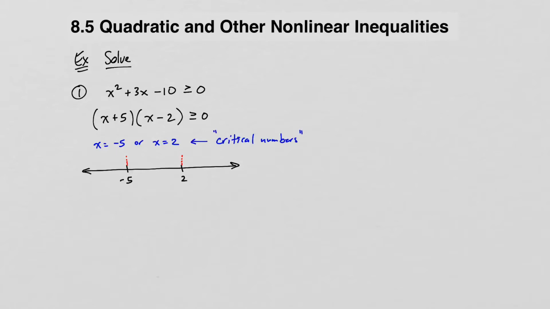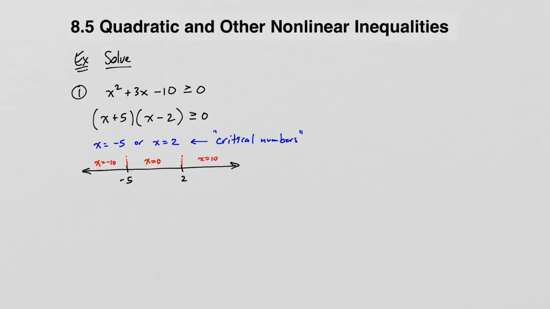For example, this first interval is all numbers that are less than negative 5. One test point that we could pick would be x equals negative 10. You don't have to choose negative 10; you could pick any number that is less than negative 5. On the interval between negative 5 and positive 2, I will choose x equals 0 as our test point. And on the interval where x is greater than 2, I'm going to choose x equals positive 10 as our test point.